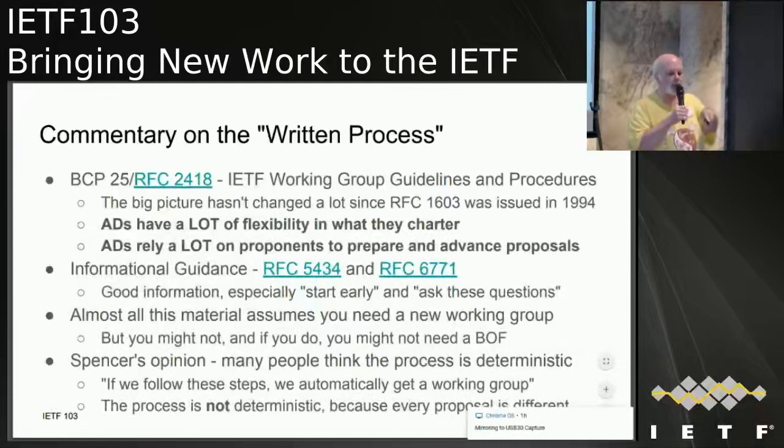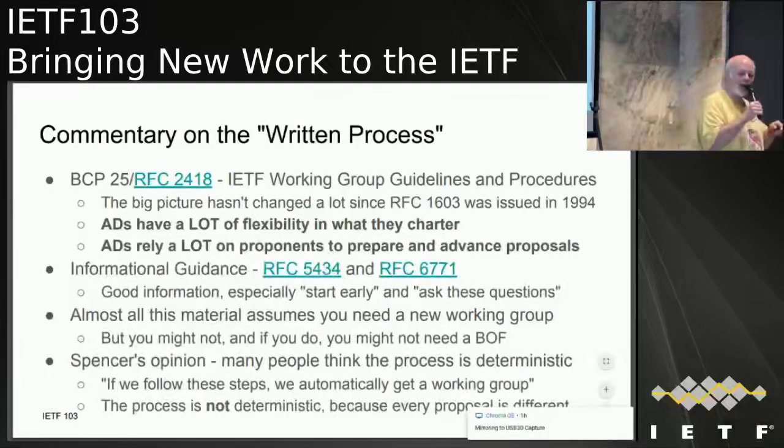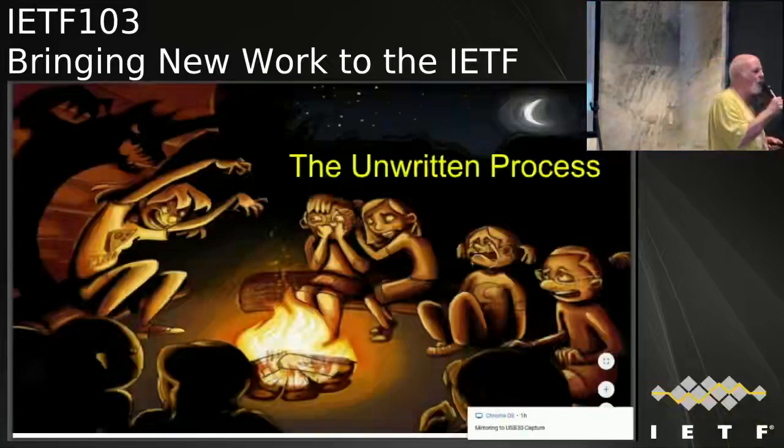Almost all the written process assumes that you need a new working group, but you might not. And if you need a new working group, you might not need a BOF. One of the things I want to be sure and say is that a lot of people would like to think that this process is deterministic. If I do these 11 steps in this order, I'll get a working group automatically. And that's just not true, for better or worse. So we turn our attention to the unwritten process.